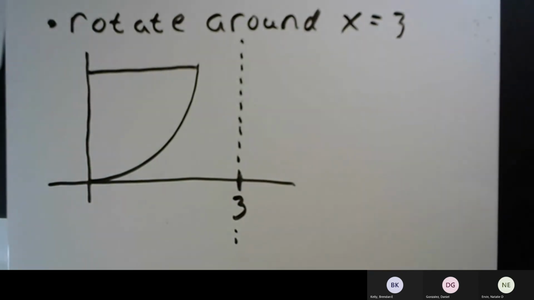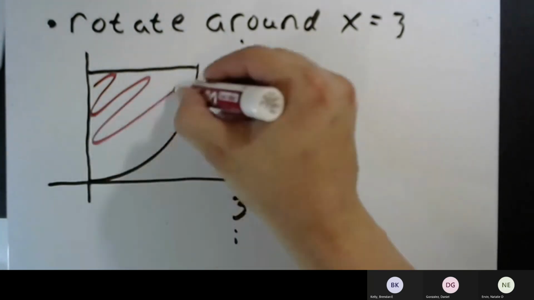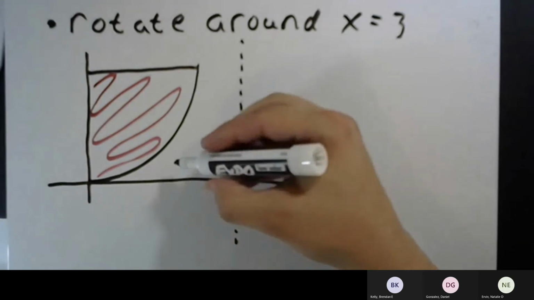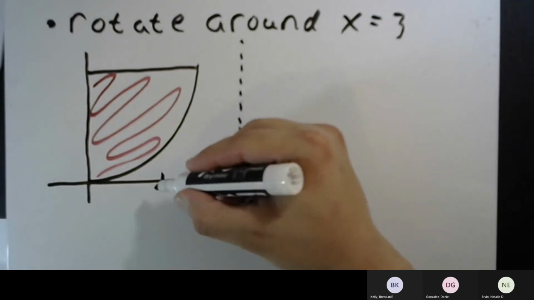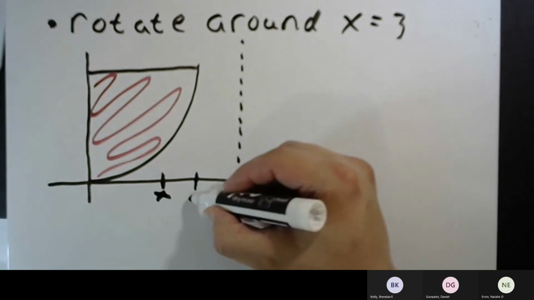So there's x equals 3. Now, we're going to come up with cylinders. So we need a height and a radius. So we pick some location x. Now again, these intersect at 2 and 8.